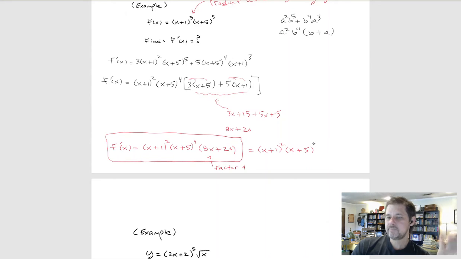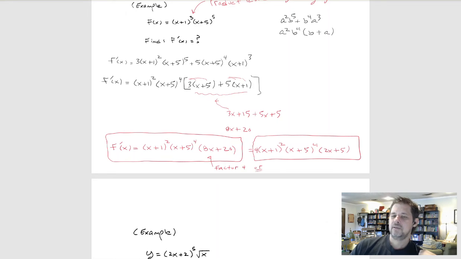But let's say if I factored out 4, then I would get 2x plus 5, right? 4 times 2x is 8x, and 4 times 5 is 20. And then I would have it out here like that. Okay. So I'll give you both of them just to hedge my bets a little bit. Okay, so try this if you want to.